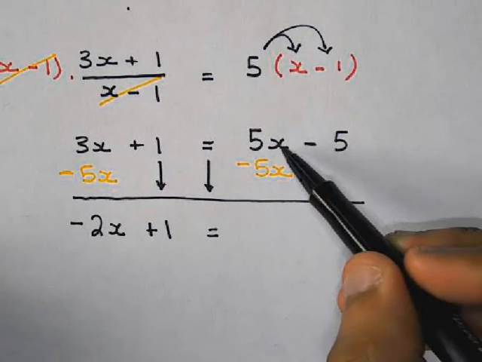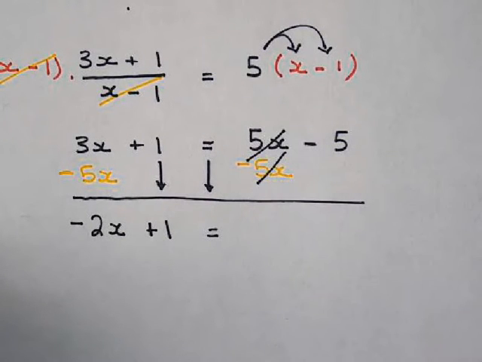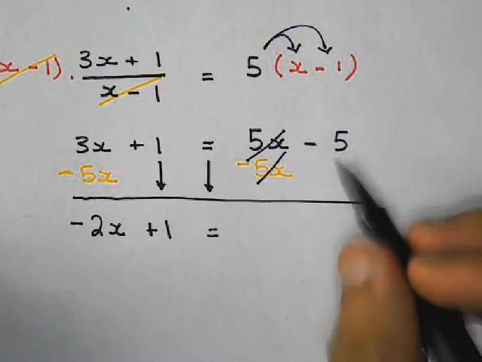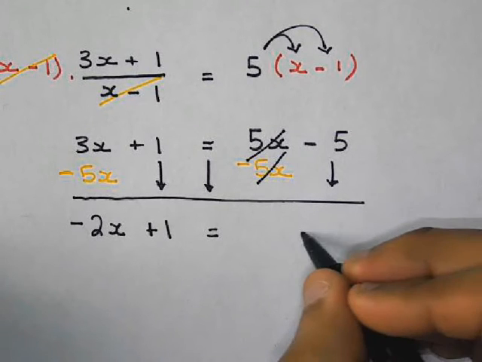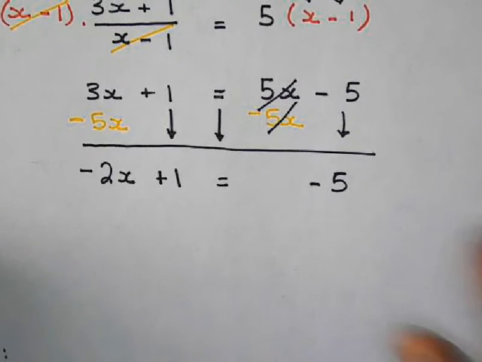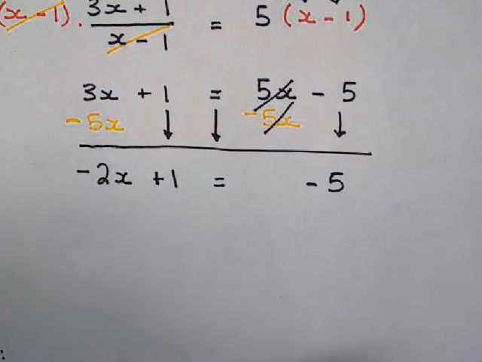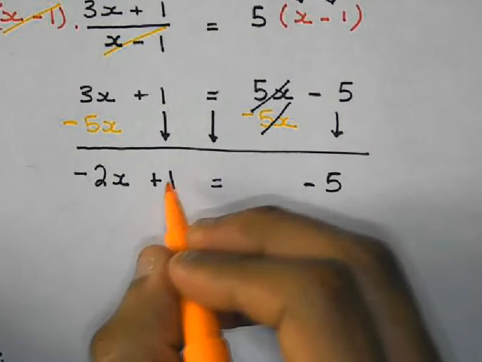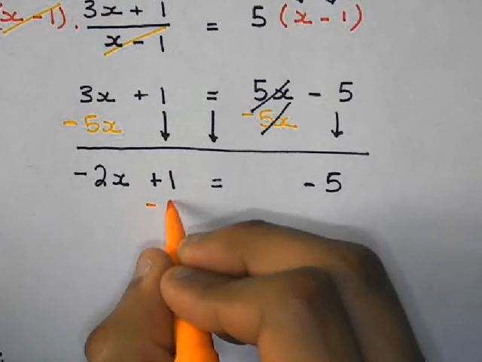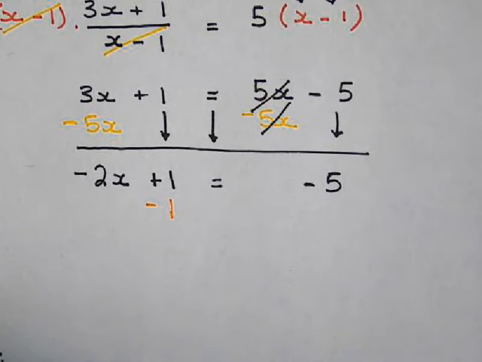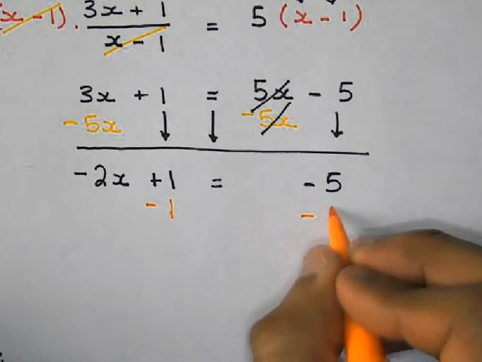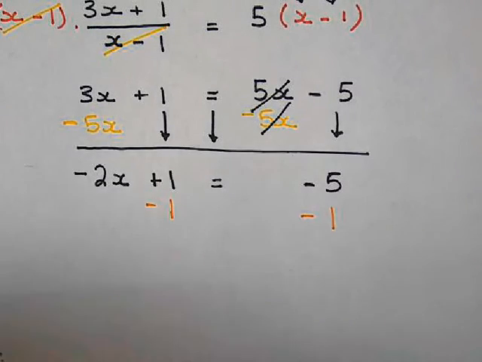Now here we have 5x's, take away 5x's, that goes away, right? That goes to 0. So all that's left on the right side is a minus 5. Alright, so now we have a new equation to work with, which is negative 2x plus 1 equals negative 5. Now the question is, well, how do you undo that plus 1? Well, to undo an addition of 1, we can simply subtract 1. But if I subtract 1 there, then I better subtract 1 on the other side as well.